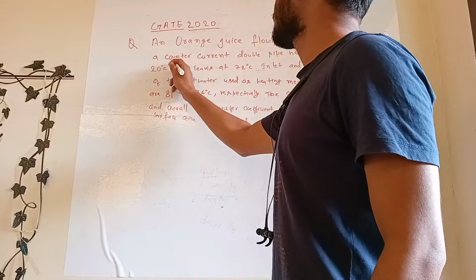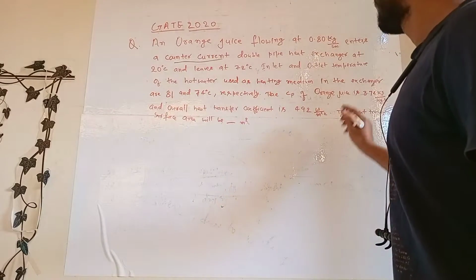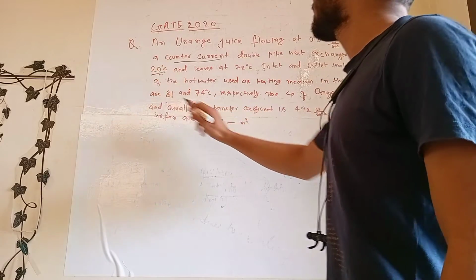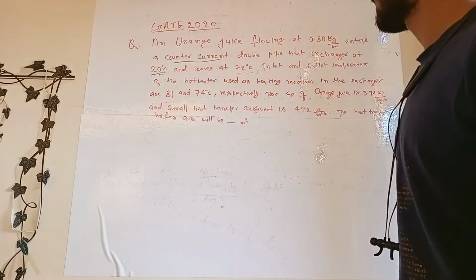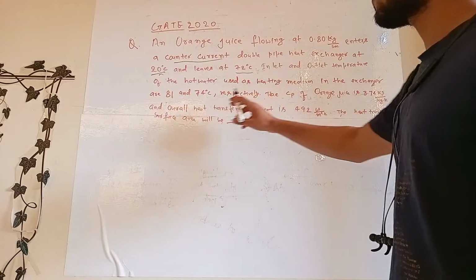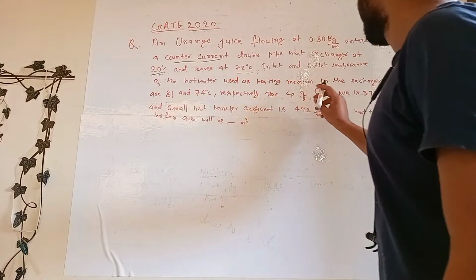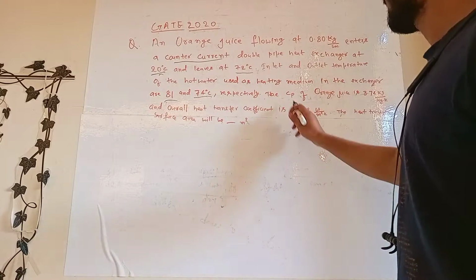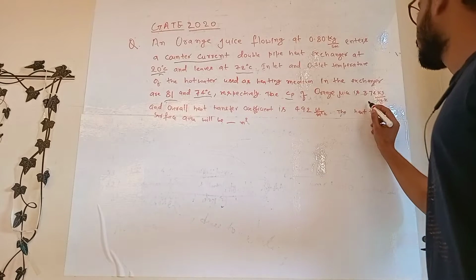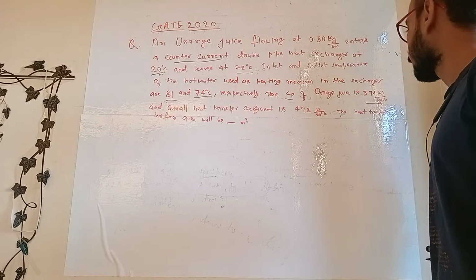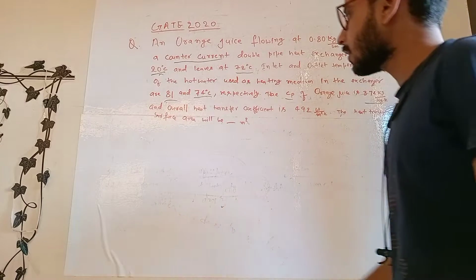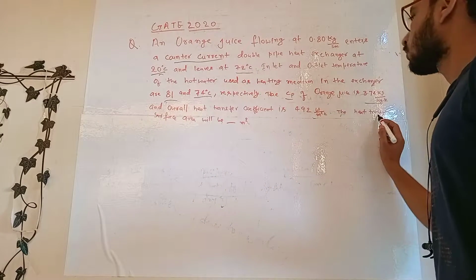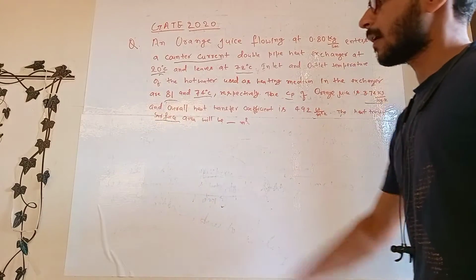So the main point here is that it is a counter current heat exchanger. The entering point is 20 degrees centigrade and leaving at 72 degrees centigrade. The inlet and outlet temperature of hot water is given as 81 and 74 degrees centigrade, the specific heat of orange juice is mentioned as 3.74 kJ per kg Kelvin, and the overall heat transfer coefficient is given. So this question is asking for the total heat transfer surface area.